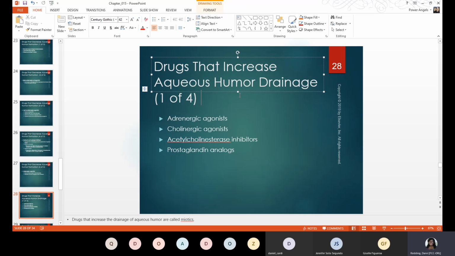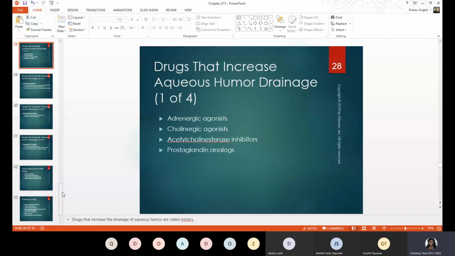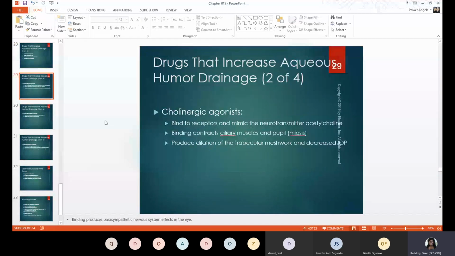Now, the agonist, anytime you hear the word agonist, that means it's going to help bind. And then anytime you hear the word antagonist, that means it's something that's going to block. Just so you kind of get a visual of what's the difference between an agonist and an antagonist. So now that we learned about a few of the drugs that help increase the aqueous humor drainage, we'll next learn about them in specifics.